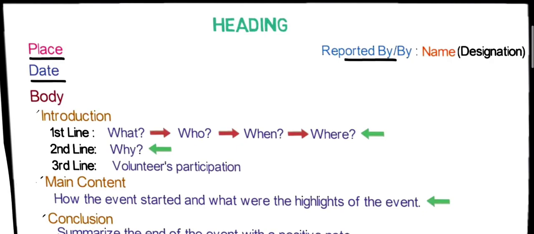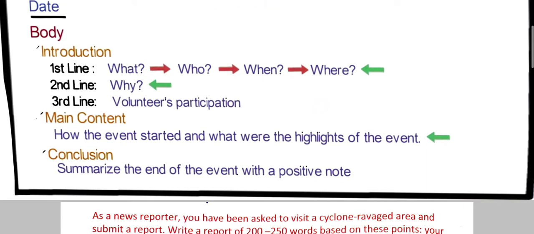Firstly, we have to write the introduction. In the first line we answer the questions what, who, when and where. And then in the second line we answer the question why. And in the third line, volunteers' participation. Now the main content: how the event started and what were the highlights of the event. And then the conclusion of the report. Summarize the end of the event with a positive note.